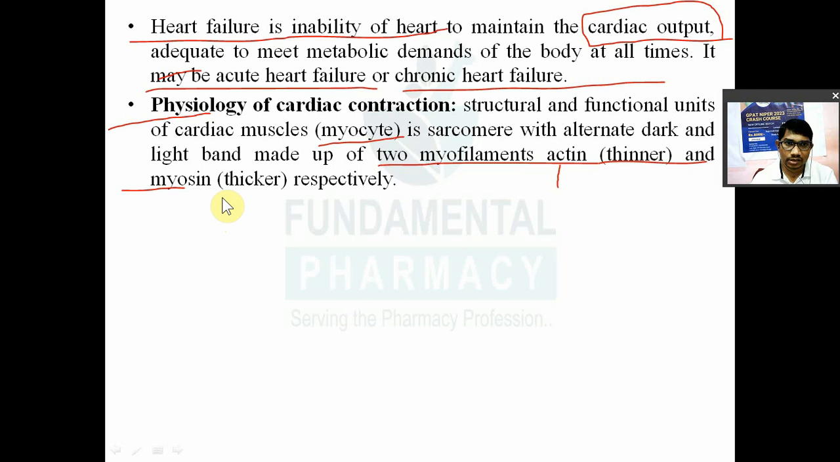Now how is there a contraction of these muscles? Myosin is the thicker portion of your contractile myocyte. Myosin has an intrinsic enzymatic ATPase activity, whereas actin has the ability to combine with myosin reversibly in the presence of ATPase and calcium ion.